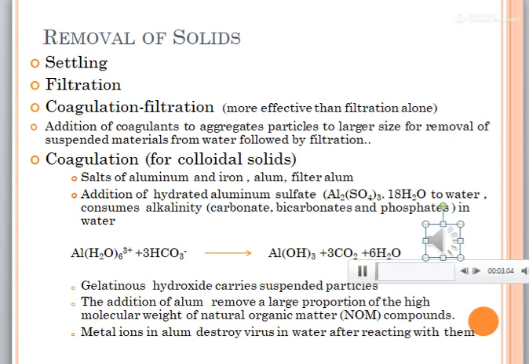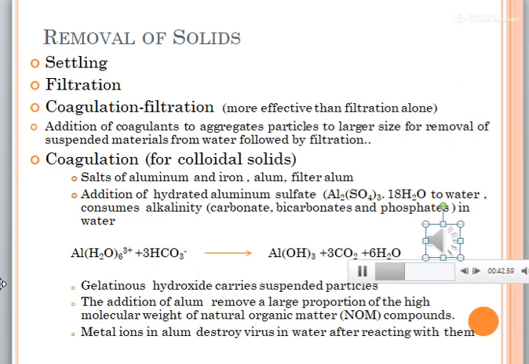Relatively large solid particles are removed from water by simple settling and filtration processes. The removal of colloidal solids from water usually requires the process of coagulation. Hence, coagulation followed by filtration is one of the most effective processes, more than filtration alone. In coagulation, coagulants are added to aggregate particles to a larger size for removal of suspended materials from water, followed by filtration. Of these, alum or filter alum is the most commonly used coagulant.